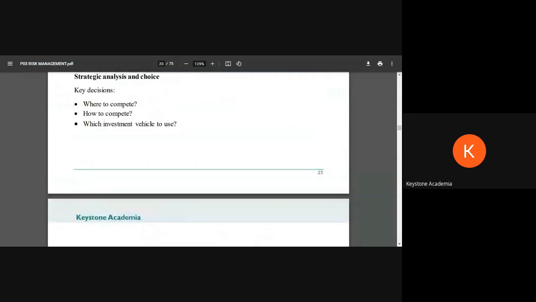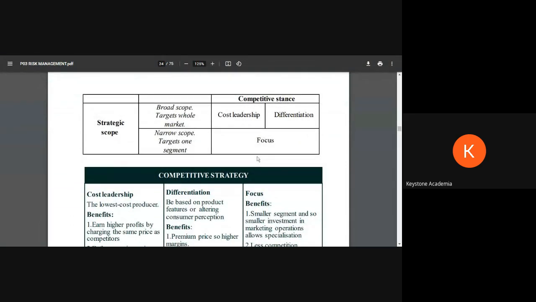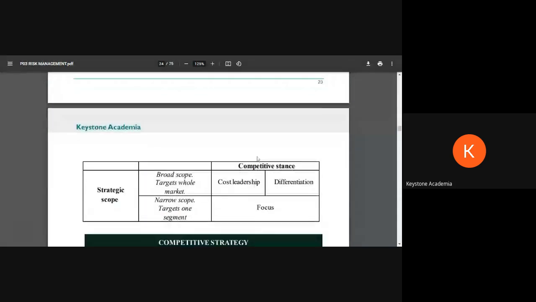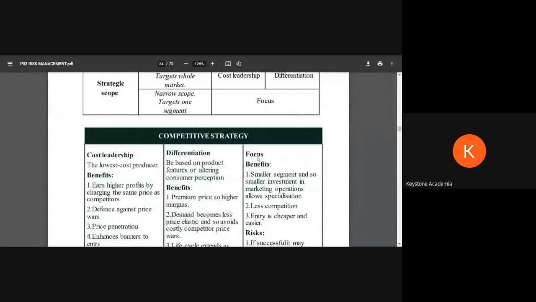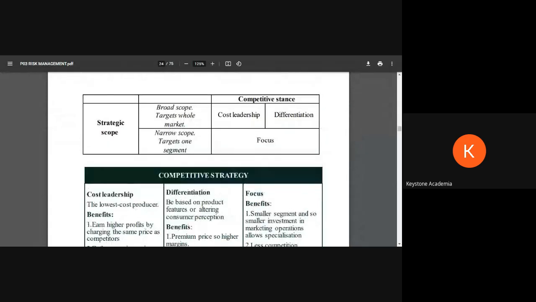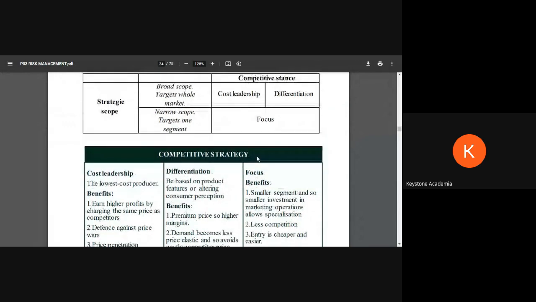We have already discussed where to compete, how to compete, right? Based on the product, the service we are doing. Is it cost leader? Is it differentiation? Like that. And second part is which investment vehicle to use. Which investment vehicle to use is also very important. These points we have already discussed somewhat, like cost leader, they want to work on economies of scale, differentiation, focus. We can go down.